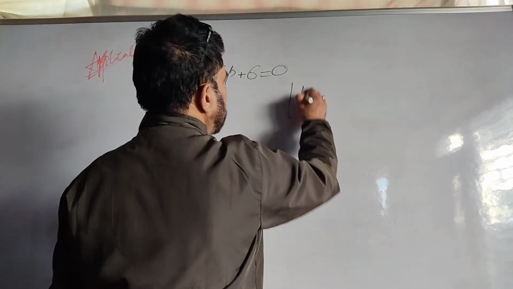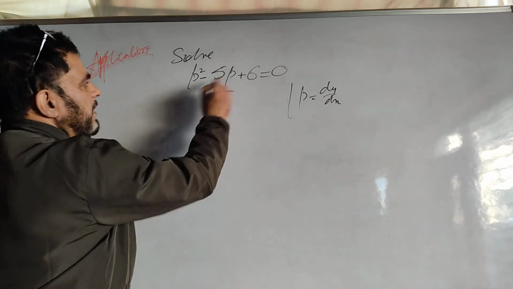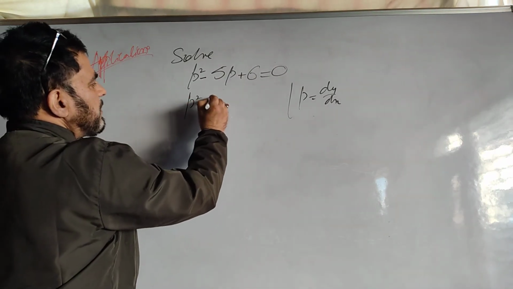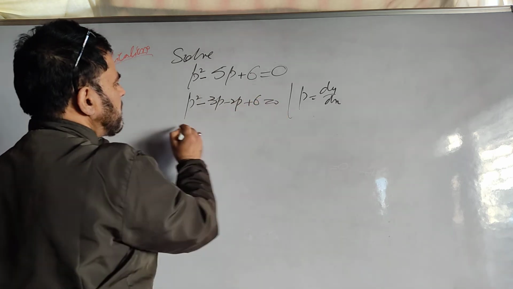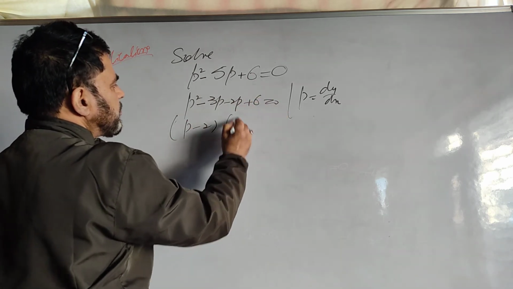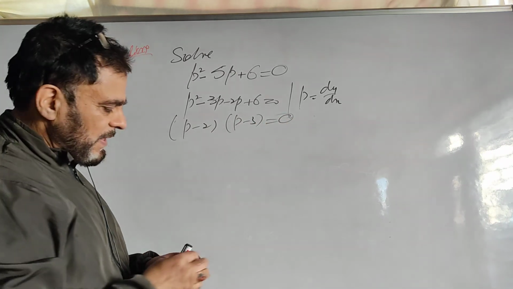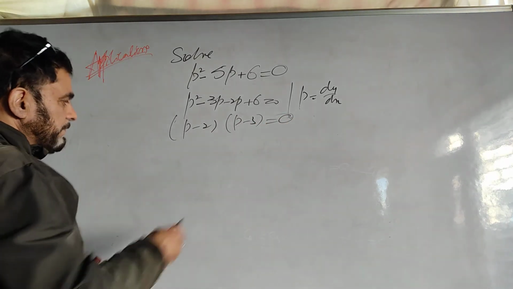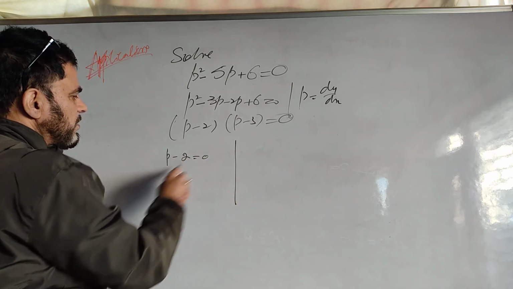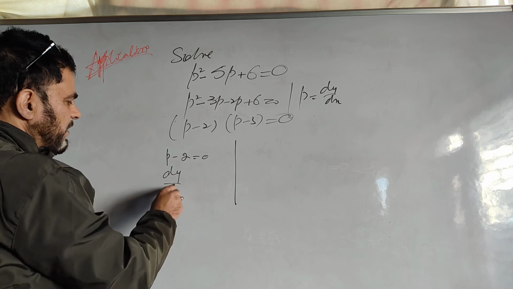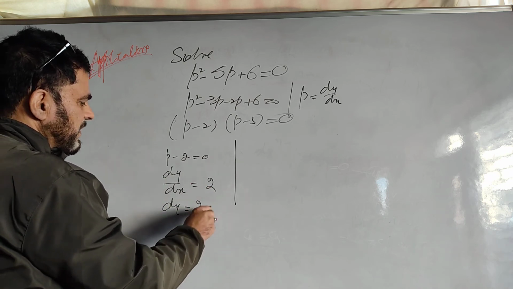P has its usual meaning, it is dy by dx. You can solve this. It is solvable for p. Factorize it: p square minus 3p minus 2p plus 6 equal to 0. Its factors will be p minus 2, p minus 3 is equal to 0. Now how do we proceed? You have p minus 2 is equal to 0. This gives you dy by dx is equal to 2. This is dy is equal to twice dx.